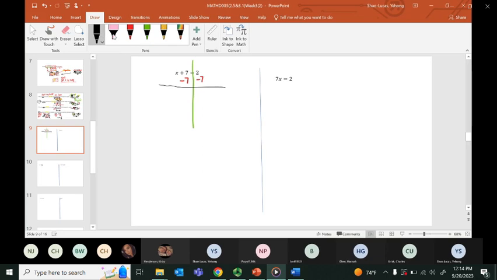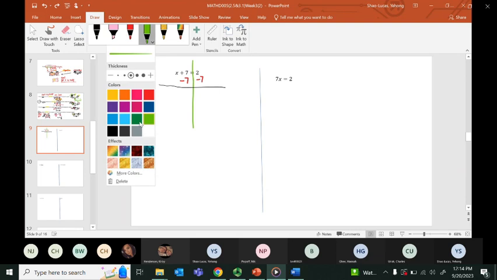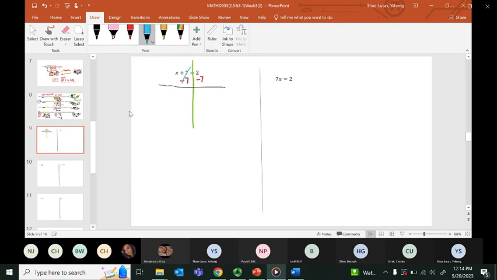So if you have plus, you do minus, so you get rid of that 7. I'm going to get rid of 7, so I end up with x equals -5. 2 minus 7 is -5.